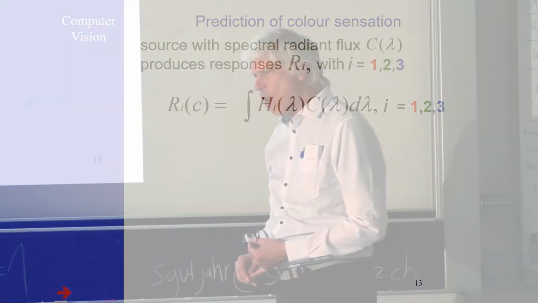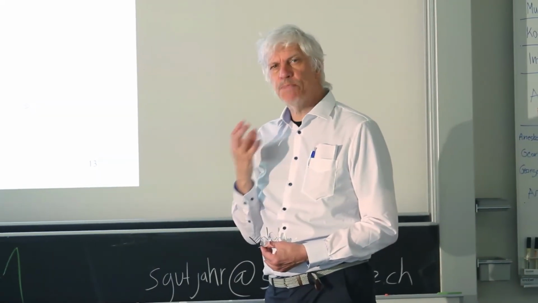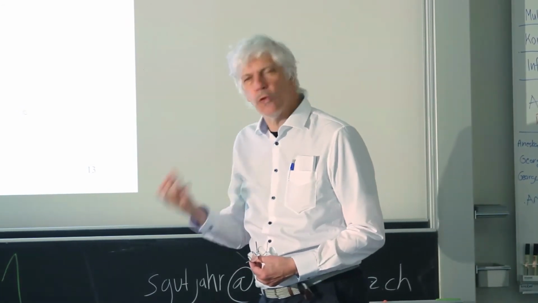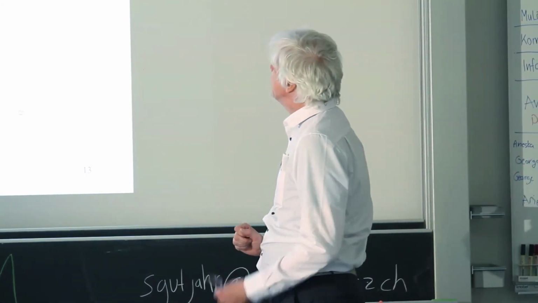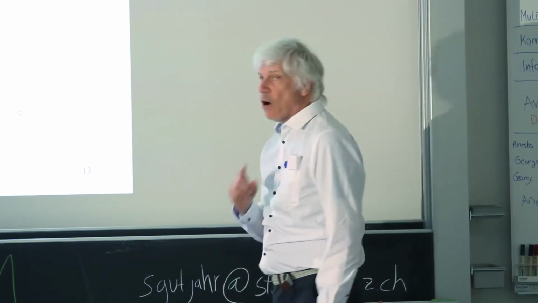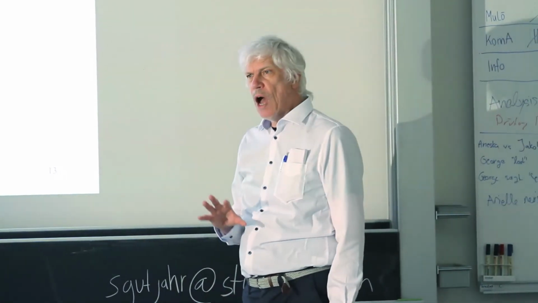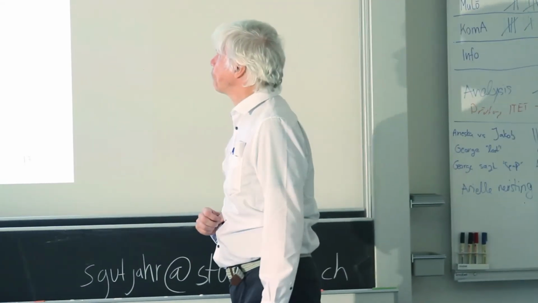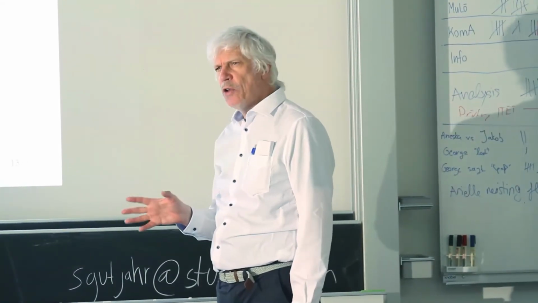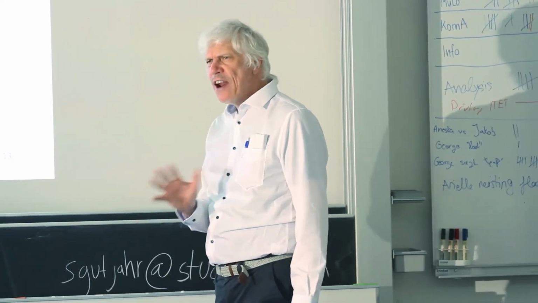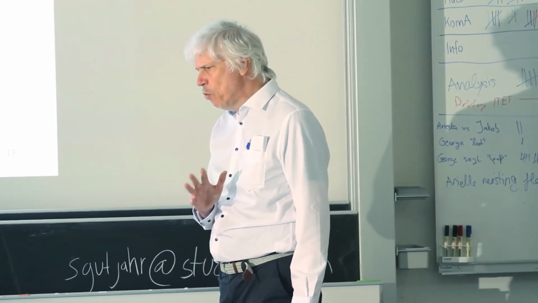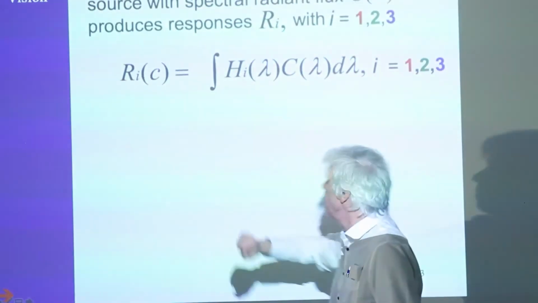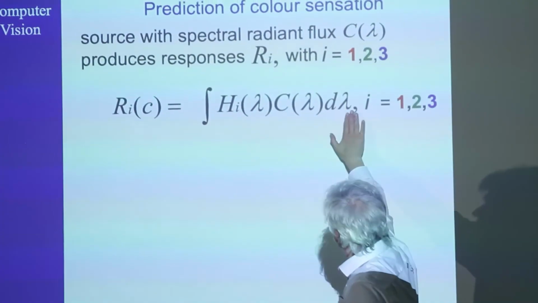And so the question is now, how will the human eye respond to such a general source? And we are interested in three responses. We want to know how each of the three cone types will respond. Okay. And again, we use the same kind of simple linearity assumption as we already used with the luminous efficiency function before. So we have this integral here, a sum, basically, over all the wavelengths.